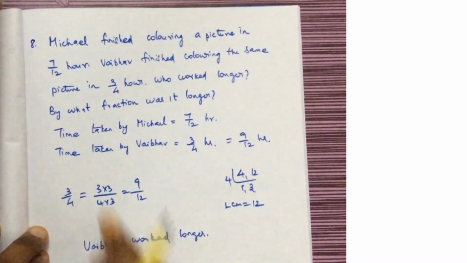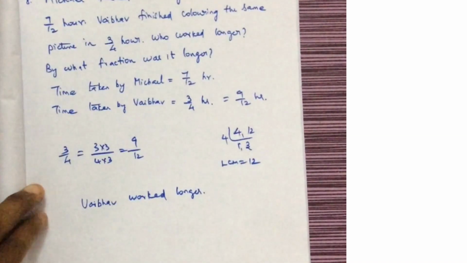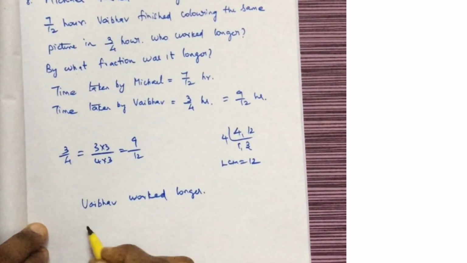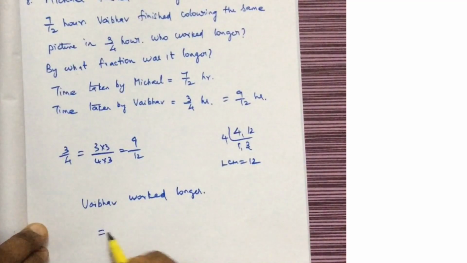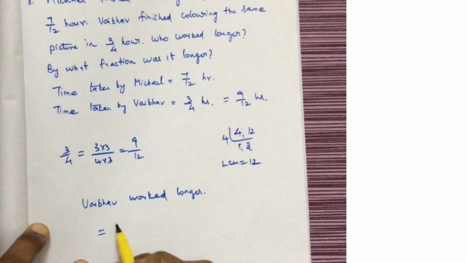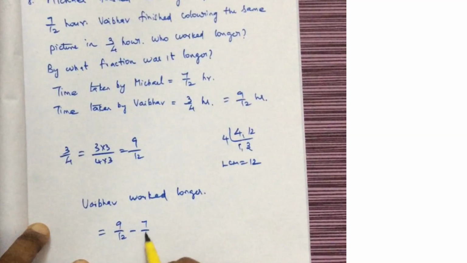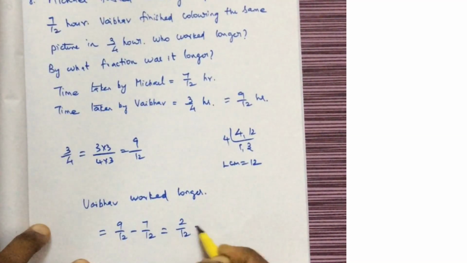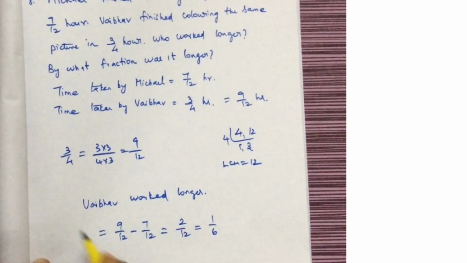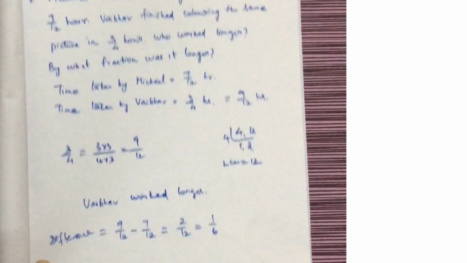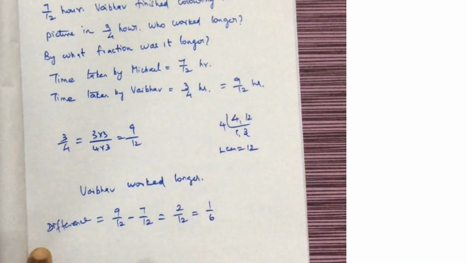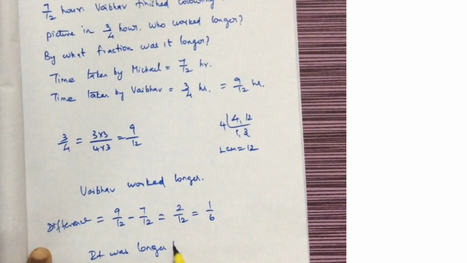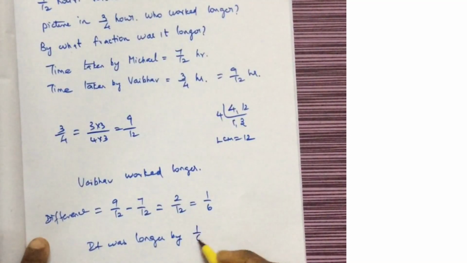Now by what fraction was it longer? By what fraction was it longer means we have to say that is equal to 9 by 12 minus 7 by 12. The difference is 9 minus 7, 2 by 12, that is equal to 1 by 6. We can say difference. By what fraction is it longer? It was longer by 1 by 6 hours.